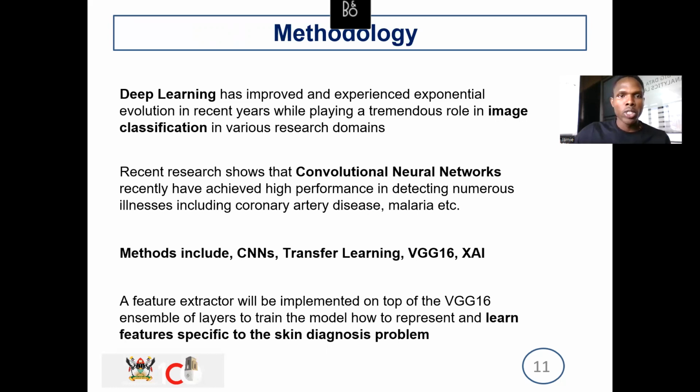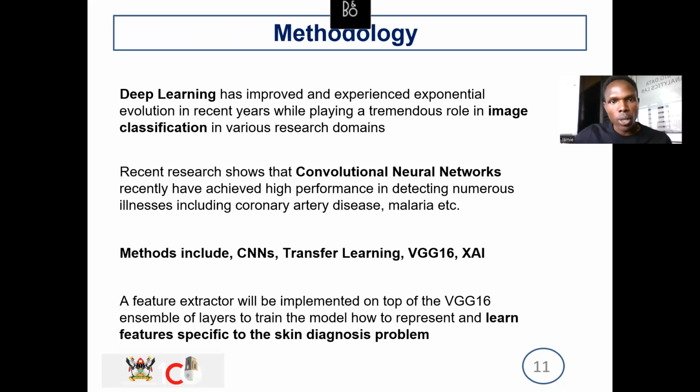So under the methodology, we're going to look at two things. We're going to look at what tools we're going to use to carry out our research, and we're going to look at how we're going to use these tools to carry out our research.